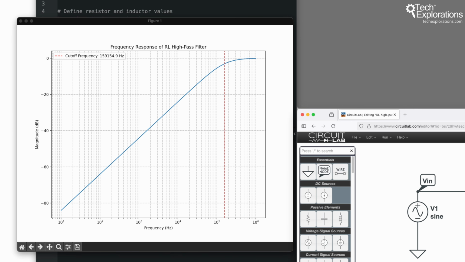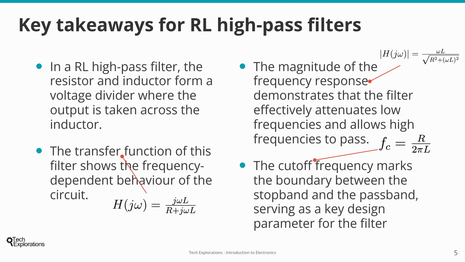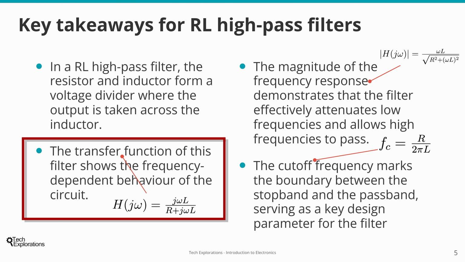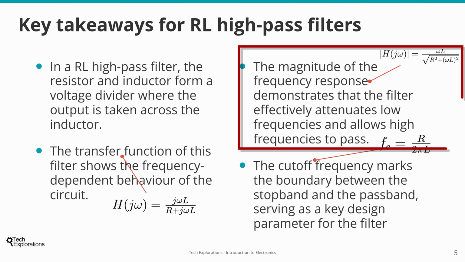Let's have a look at the key takeaways from this lecture. In an RL high-pass filter, the resistor and inductor form a voltage divider where the output is taken across the inductor. Low frequencies result in a low output due to the low impedance of the inductor, while high frequencies yield a higher output. This filter is characterized by this transfer function, which shows the frequency-dependent behavior of the circuit. And here is the frequency response.